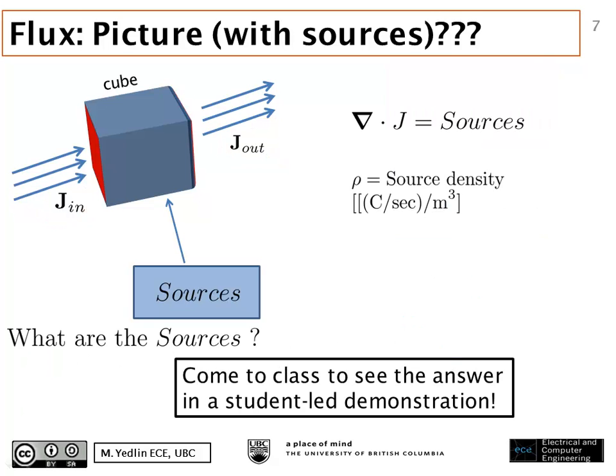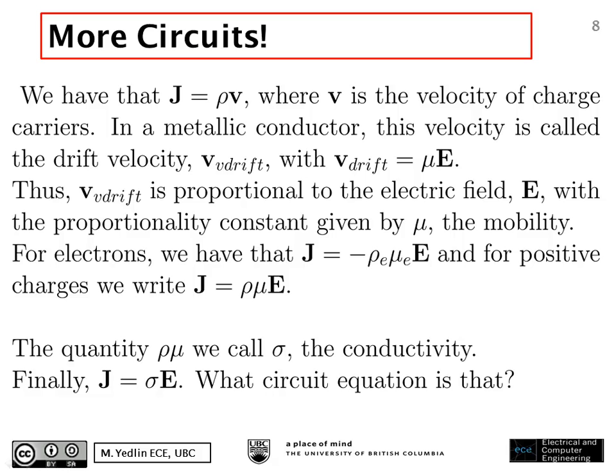Well, in this slide, there's really nothing new. It's a repeat of the previous slide. Del dot J is equal to sources. We have some idea of the dimensional analysis of what those sources should look like. But in order to really appreciate what's going on with the sources, I have to do a demonstration in class. Come to class to see the answer to the source question in a student-led demonstration. After looking at the demonstration that you will see, we will know what the sources are. So now we really have a complete description of the current density.